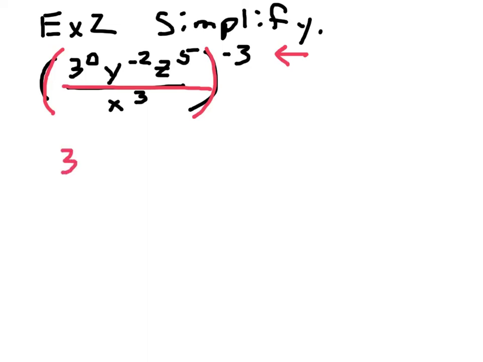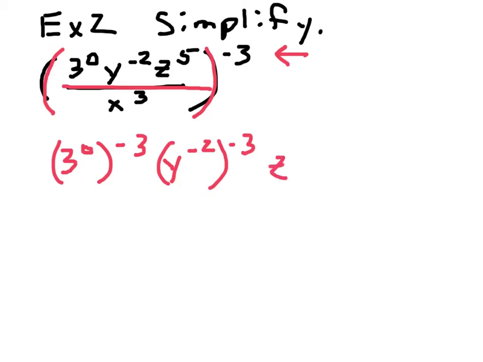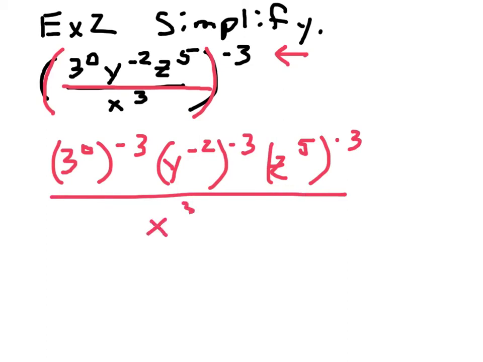So I have a 3 to the 0 to the negative 3 power. I have a y to the negative 2 to the negative 3 power. And I have z to the 5th to the negative 3 power. And also below, I have an x cubed to the negative 3 power. Now what I'm going to do is simplify all that. So let's put this in a different color.